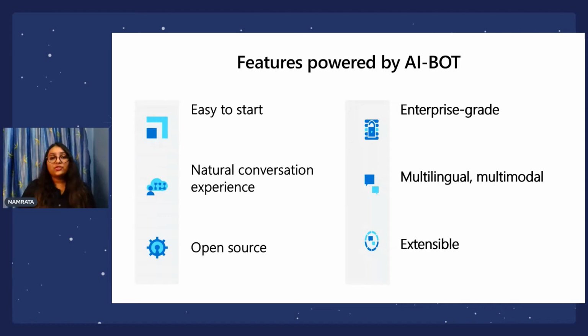The next is natural conversation experience. It provides you cognitive services, which give you a lot of features to not only give you answers according to the response, but also give you answers learned from past experience. That is where reinforcement learning comes into action.